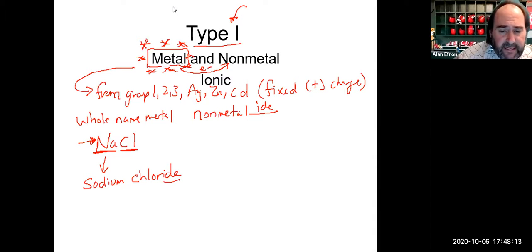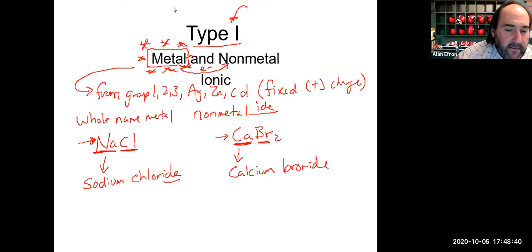If we have CaBr2, same thing here. We look at this. Calcium is a metal. Br is a nonmetal. Calcium is group number 2, which means it's a type 1 compound. So we proceed right to the name, and we got calcium, whole name of the metal, and bromide on the back end.